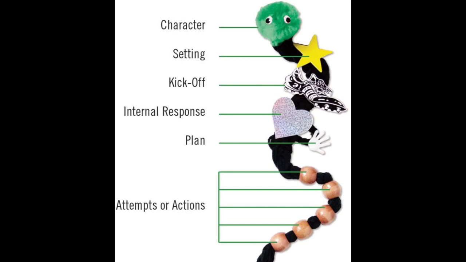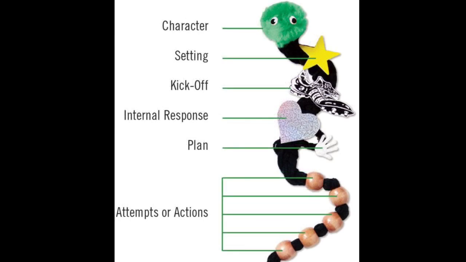The next part that we want to include in our retell is the setting. This is shown by a star because back in the day, sailors used to use stars to tell what time of day it was and where they were going. Those are the two components that we need to include when we are doing our retell for our setting: where the story takes place and when the story takes place.